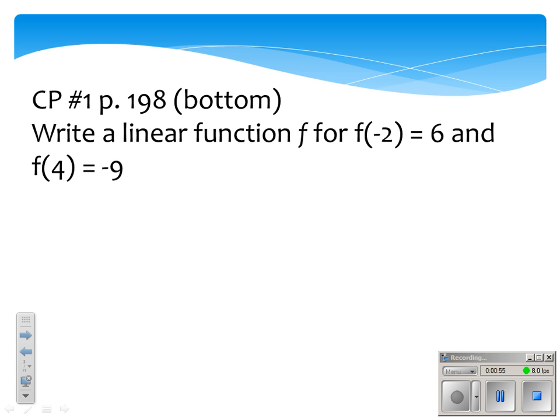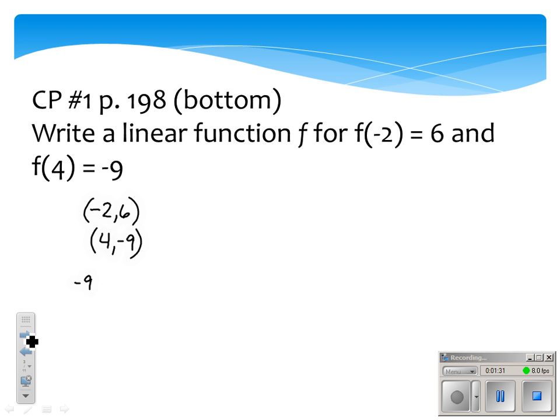Now, if you're remembering f of x notation, the number inside the parenthesis is an x value, and the solution for an f of x is a y value. So both of these pieces represent a point. The first point that I see here is negative 2, 6. And the second point, with f of 4 equals negative 9, would be 4, negative 9. Now we've already worked with writing linear functions given 2 points. So let's go ahead and find our slope if these two points lie on our function.